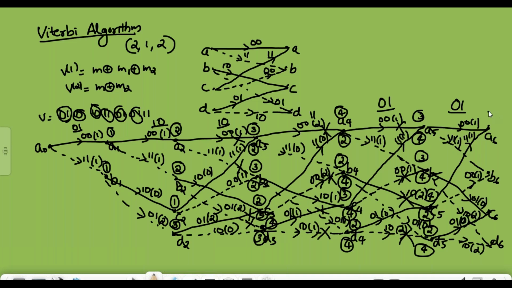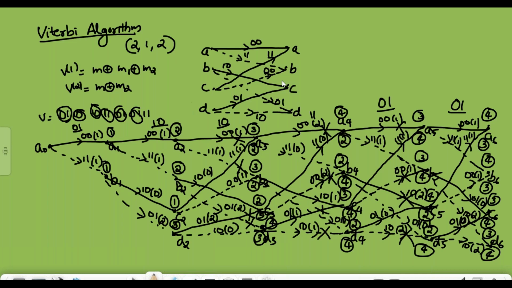Then 2 plus 1, 3 here. Then here 3 plus 0, 3 here. 2 plus 2, 4 here. At D6, 3 plus 0, 3 here. Then here 2 plus 2, 4 here. Then we have two more bits here, 1, 1. Then you can draw the next stage like this.